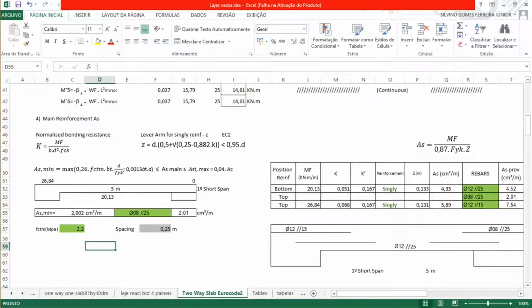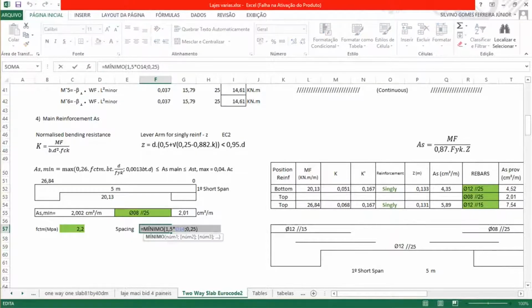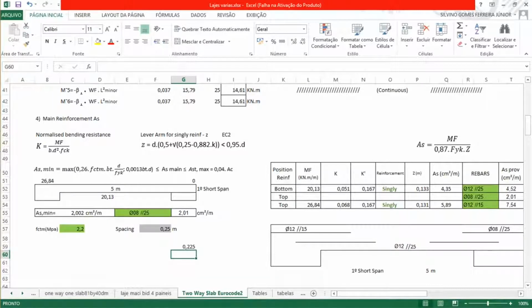And for spacing, I like to limit it to 25. Of course, you could go to 400 millimeters and to 35 millimeters. I like to limit this to 25 or 1.5 of the total height, total depth. So 1.5 times the total depth here, which is 0.17, gives 0.22.